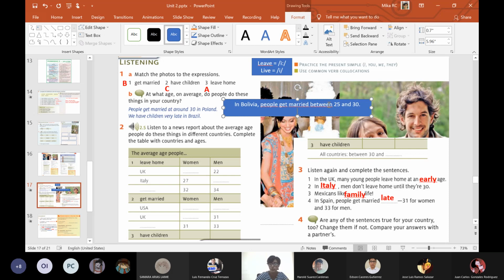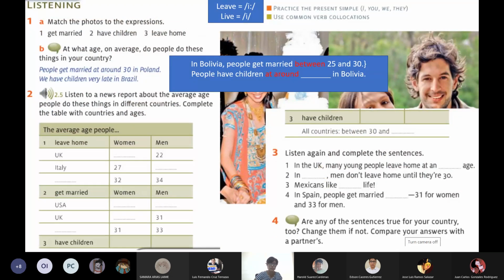People have children around... At what age do people have children here in Bolivia? Yes, Harold? Any idea? Okay, José Luis, what do you think?